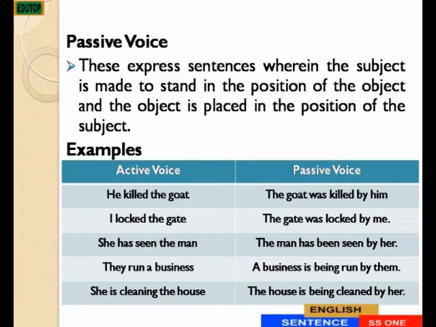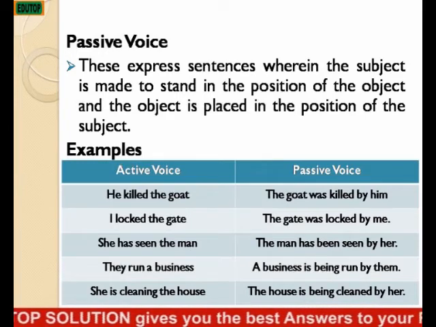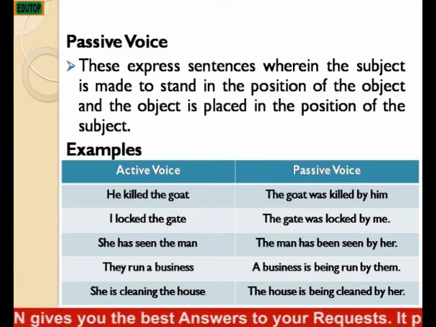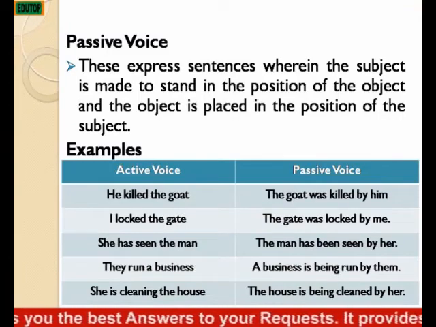I locked the gate. Passive voice. The gate was locked by me. I has changed to me in passive voice. She has seen the man. The man has been seen by her. She changes to her in passive voice. They run a business. A business was being run by them.